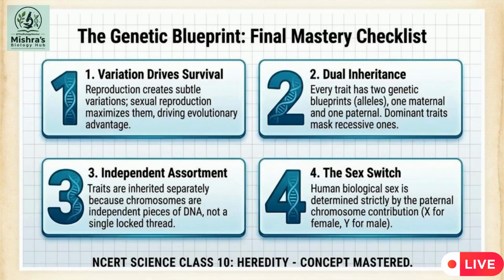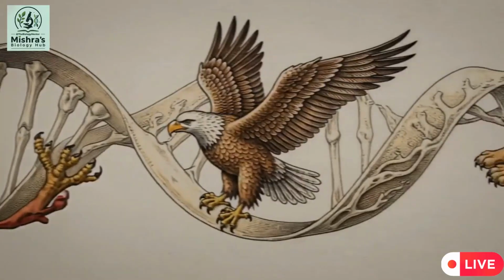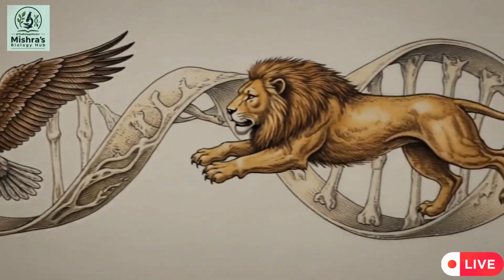Variation drives evolutionary survival. Dual inheritance ensures 2 genetic blueprints per trait. Chromosomes allow independent assortment, and the paternal contribution acts as the sex switch. Ultimately, the invisible codes of heredity serve as the active, readable rules governing all life on Earth.